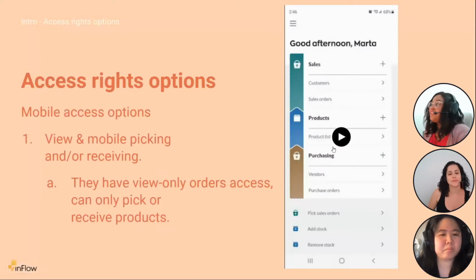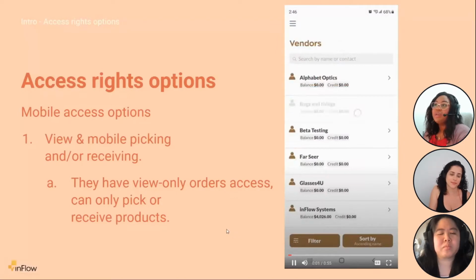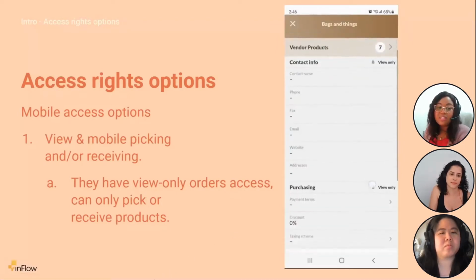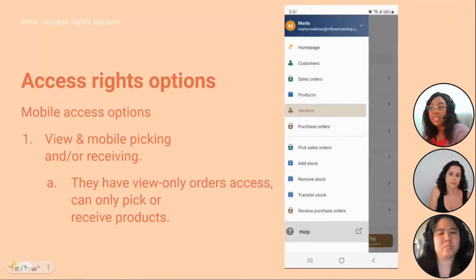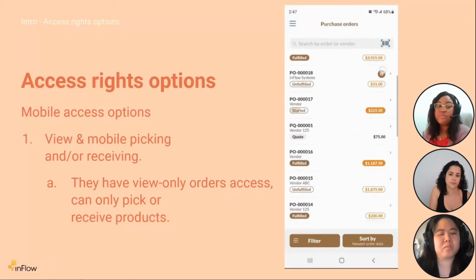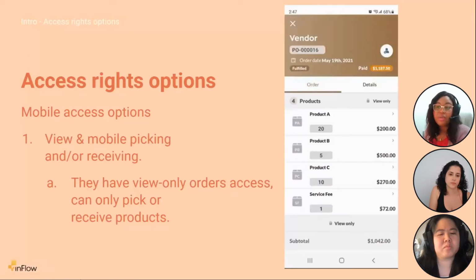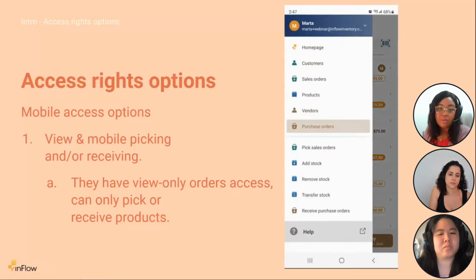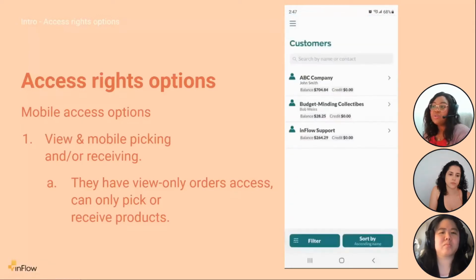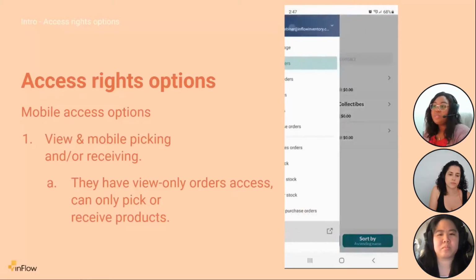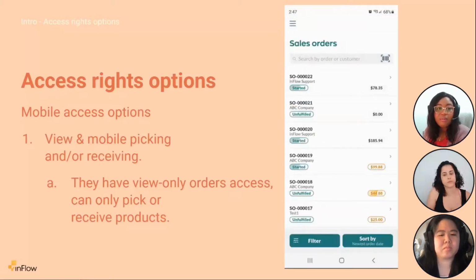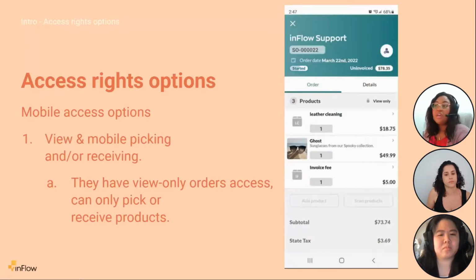So I just have a quick video here of the mobile app. I'm just going to play that while I'm speaking to it. One of the mobile only access rights is that you can view orders and do either mobile picking and or receiving. So that means you can view sales orders in read-only mode, or you could view purchase orders in read-only mode, and then also have access to doing mobile picking and mobile receiving. So it just means if you want to be able to reference those orders but not make any changes, that's one access right that we've added there.